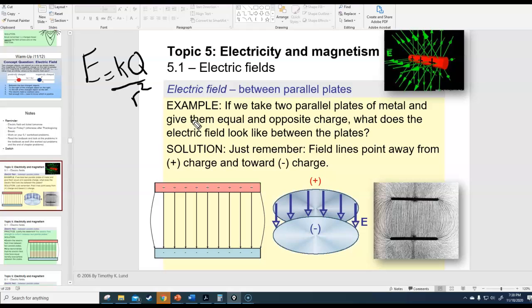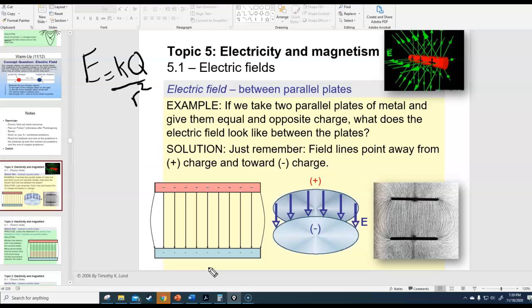But there are some relatively basic charge distributions that you need to be aware of that actually have simplified electric fields, and the most common one that you see is the electric field created between two parallel plates of metal that have an equal and opposite charge. And so usually this is drawn like you can see here in the bottom left. But the situation is you take two metal plates and you somehow make the top charge positive and you make the bottom charge negative.